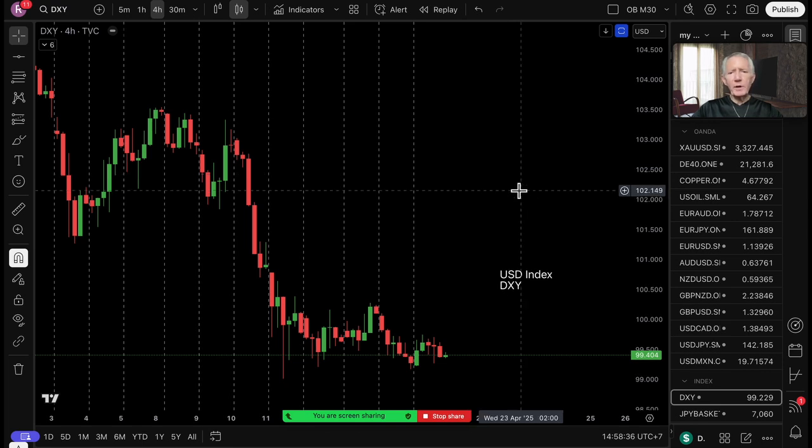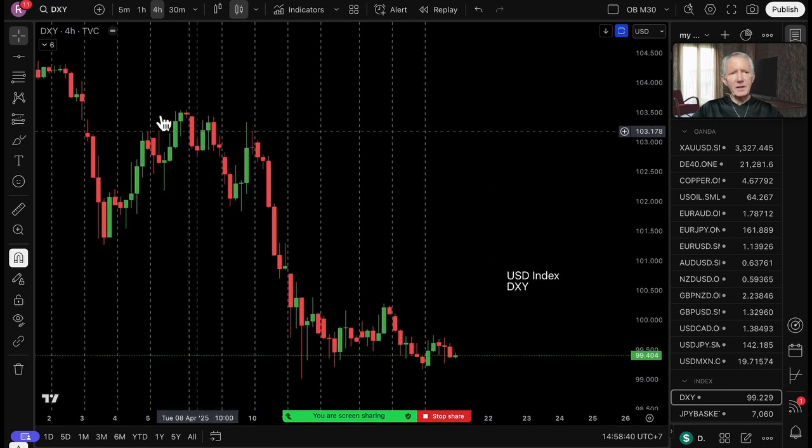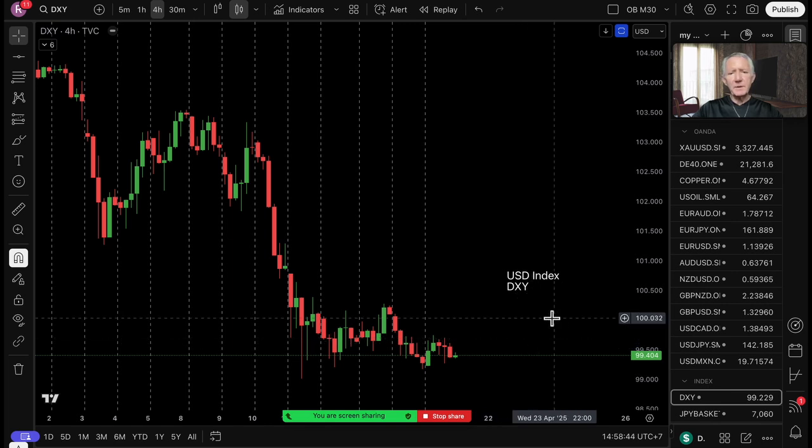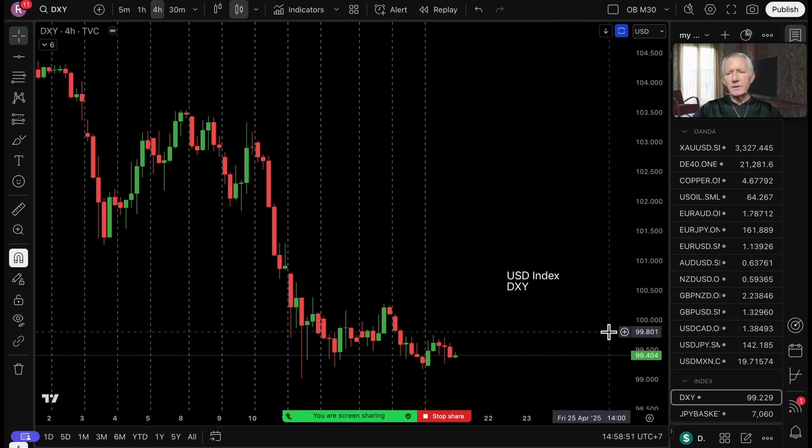But before I do that, we always look at the US dollar index. And what we see, of course, is the continuing decline of the US dollar, and we're going to see more of that in the upcoming weeks and months for sure. So that means with a decline in the US dollar, we are bullish on the major US pairs.